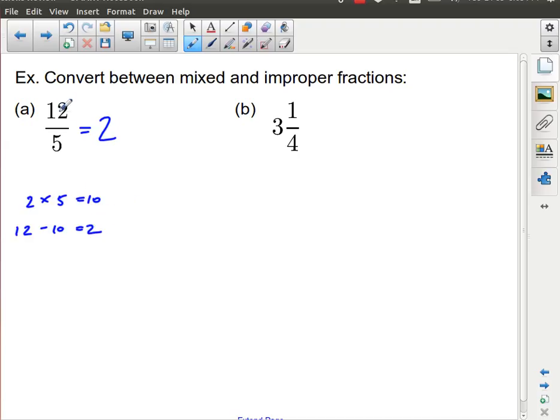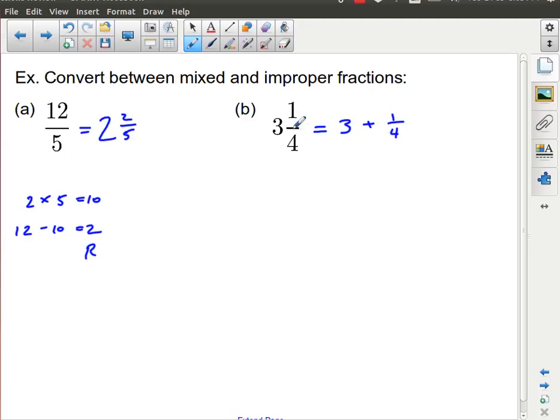And so this is equal to 2. That's how many times it goes in there. And then there's a remainder of 2. And so that's 2/5. So we have 5 goes in there 2 times, and then there's 2/5 left over. Now what about going the other direction? We've got 3 1/4. Now there's another way of writing 3 1/4. I just want to show you the option. You could have written this as 3 plus 1/4. So that's 3 wholes, and then 1/4 is the part.